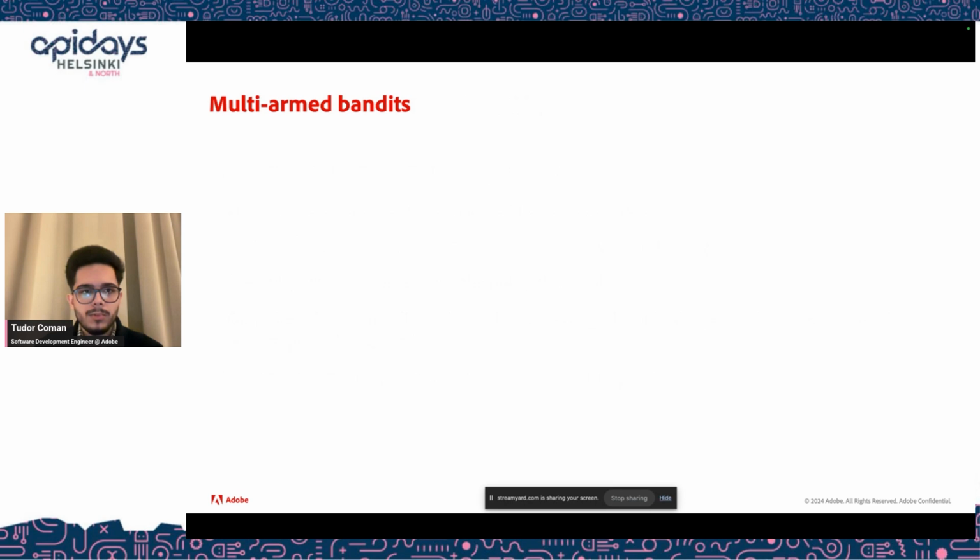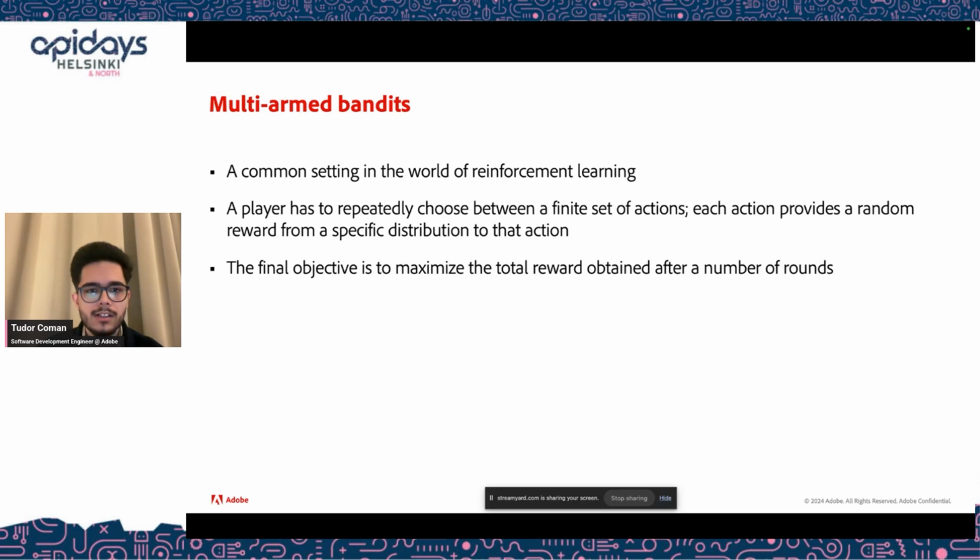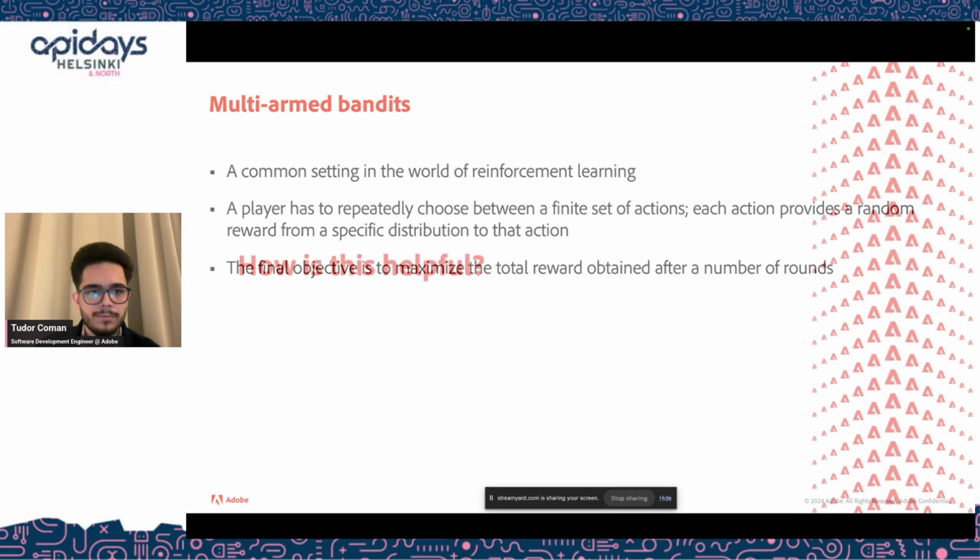Moving on, about multi-arm bandits. They are a common setting in the world of reinforcement learning. To basically give the problem in simple terms, the player has to repeatedly choose between a finite set of actions, while each action provides a random reward from a specific distribution to that action. This distribution is not known before running the algorithm, so it has to be learned from the feedback you get from the environment. The final objective is to maximize the total reward after a certain number of rounds.